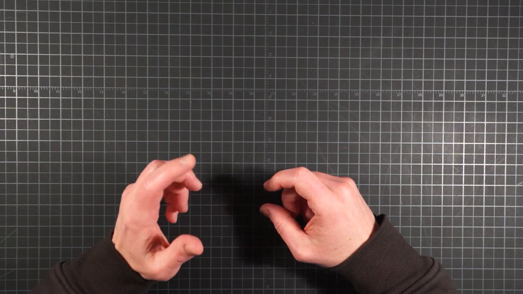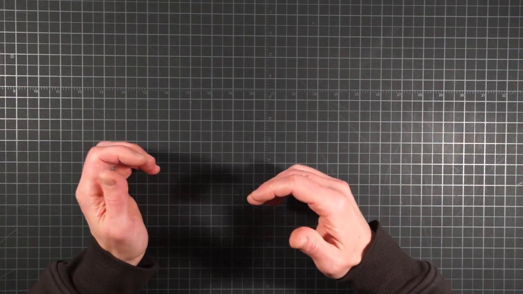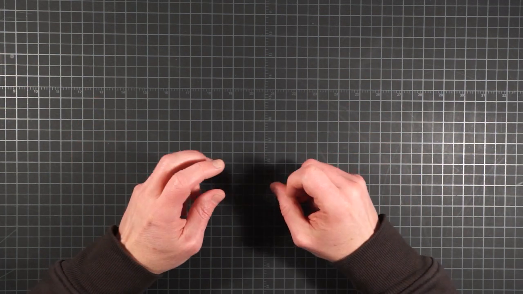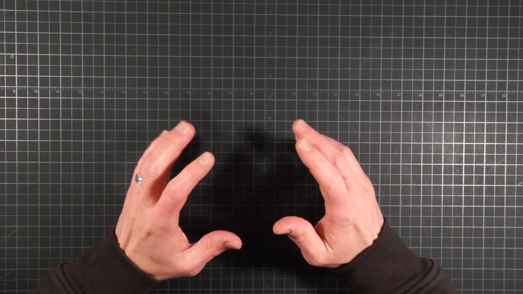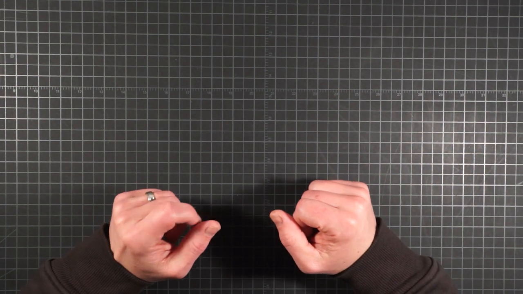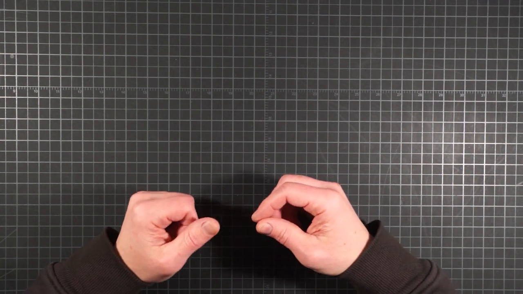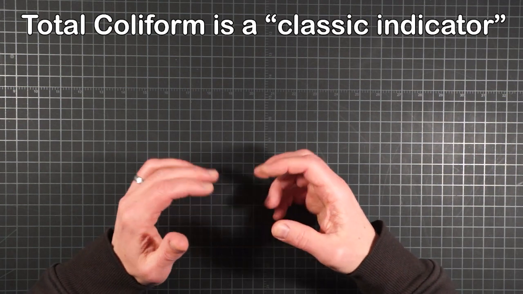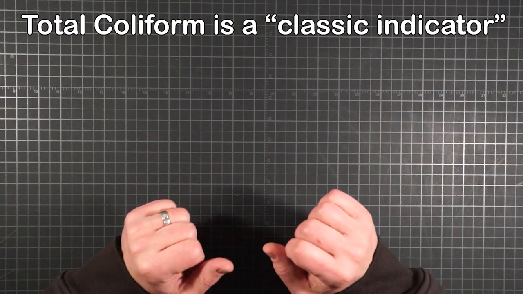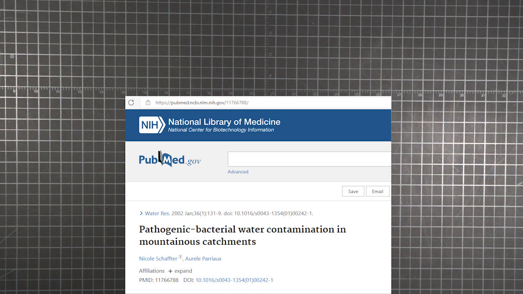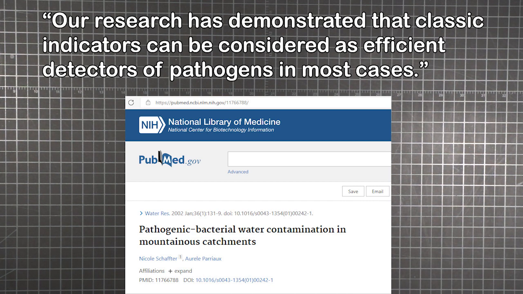So you'd think that scientific studies of water safety would report concentrations of dangerous E. coli strains directly. But they don't. Many report total coliforms. It's an issue of pragmatics. There's far too many types for it to be practical to test for them all. And even amongst the strains of E. coli specifically, it would take expensive and time-consuming genetic typing to sort them out. So total coliform is used as a proxy for when contamination by feces may be present. They're what's known as classic indicators of contamination. In a study published in the Journal of Water Research, the authors state, "Our research has demonstrated that classic indicators can be considered as efficient detectors of pathogens in most cases."